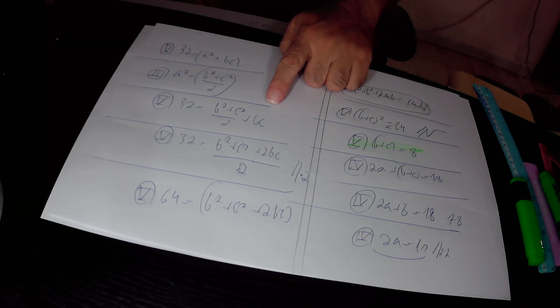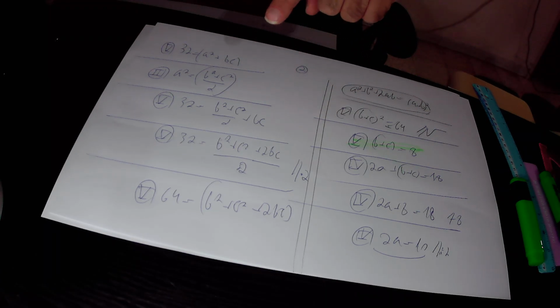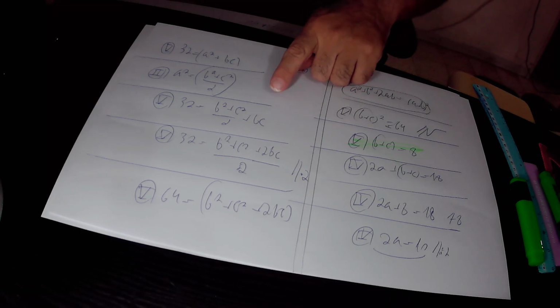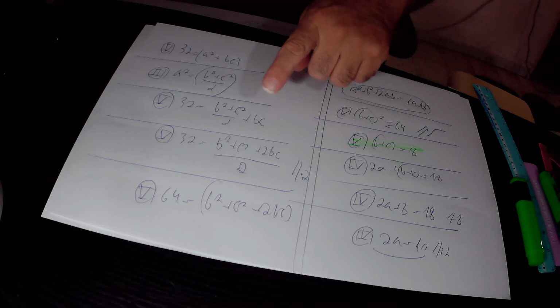Here we multiply BC by 2 and then divide it by 2 in order to combine this expression. We find in total that according to equation 5, 32 equals B squared plus C squared over 2, and we have here BC times 2 over 2, that is 2 times BC over 2.